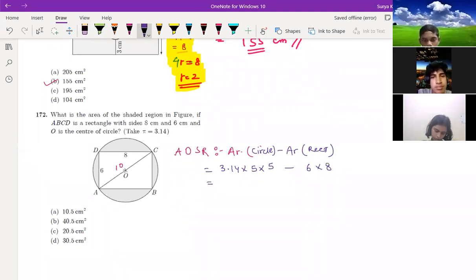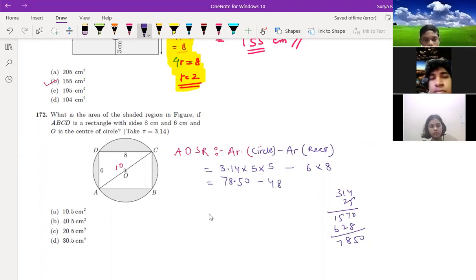Yes, sir. What is the answer for this? Check. 3.14 into 25. 25 times 7, 15, 6 into 8. So 78.50 minus 48. So what will you get? 30.5, right? Yeah. 30.5.